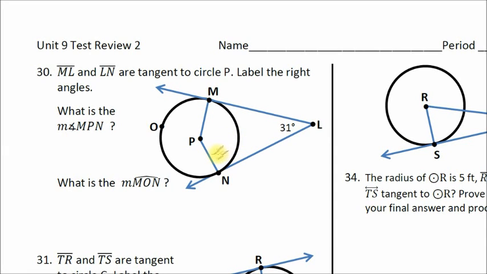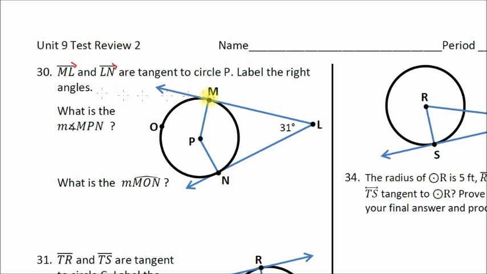This video starts on the beginning of review number 2 worksheet. Question number 30. It says segment ML and segment LN are tangent to circle P. Actually, you know what? These actually should be rays. So let's go ahead and correct that. This should be ray ML and ray LN are tangent to circle P.